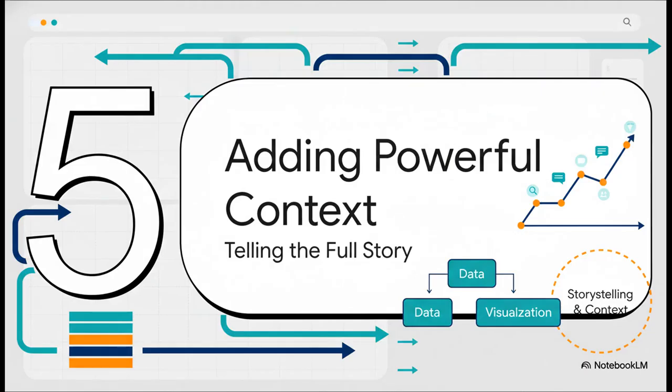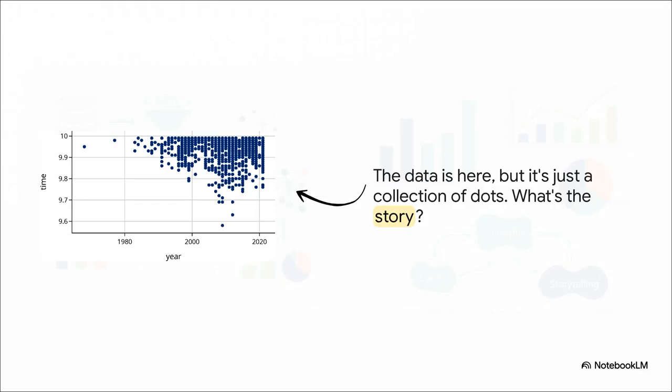And finally, let's get to our last, and you could argue most important principle. A truly great visualization doesn't just show data, it tells a complete, standalone story. And that story is told by strategically adding layers of context that guide the viewer right to the key insight. So on this slide, we have the 100-meter sprint times for the world's fastest men since 1968. The raw data is all here. We can even see a general downward trend. But as a piece of communication, it's just not there yet.